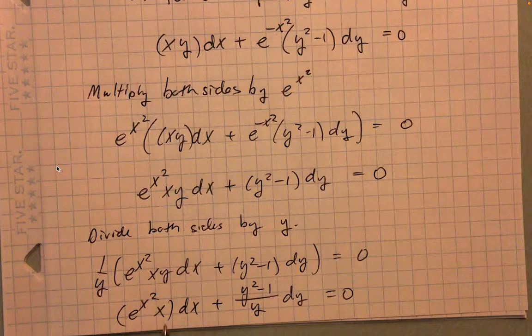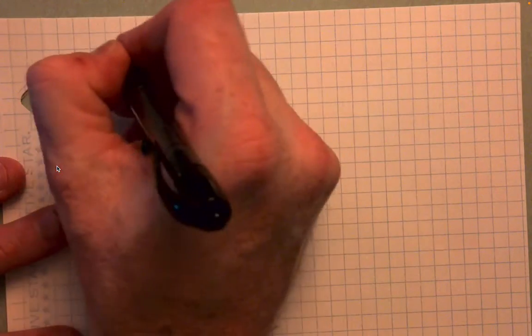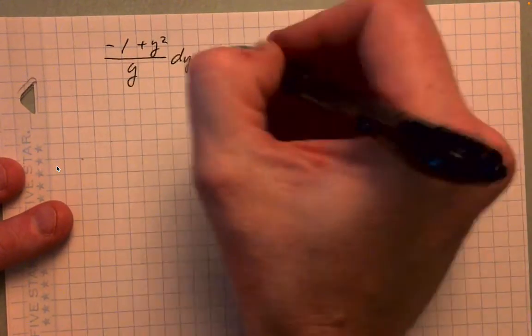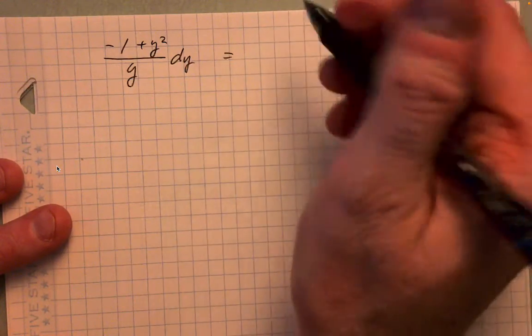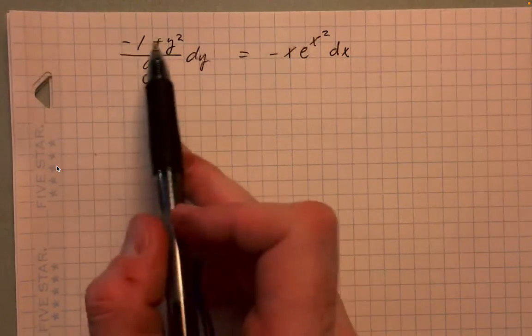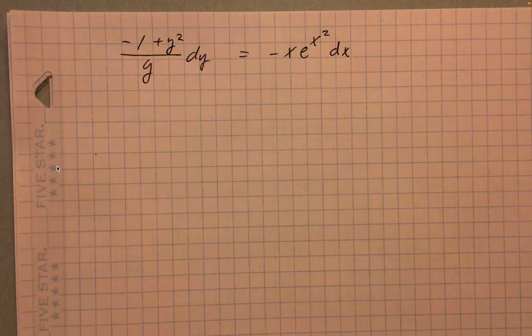Okay, so there we can see that we do in fact have our M of x over here and our N of y over here. That means the variables have been separated. And so we can rewrite it, move one of them over to the other side. We would get negative 1 plus y squared over y dy, leaving the dy's on this side and moving the x e to the x squared onto the other side. I changed the order here. It was y squared minus 1, and I just made it minus 1 plus y squared. Not a problem.